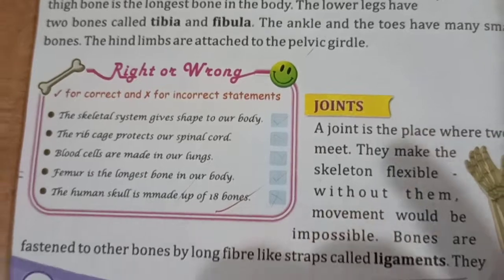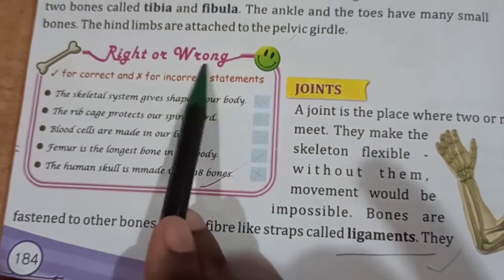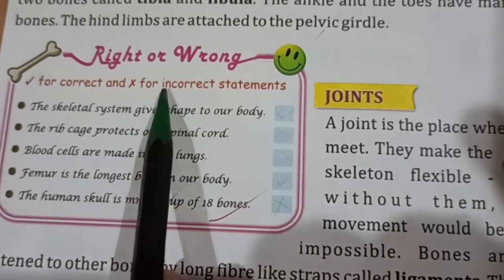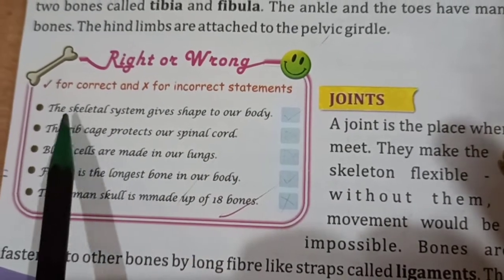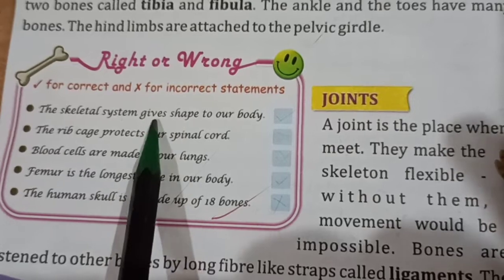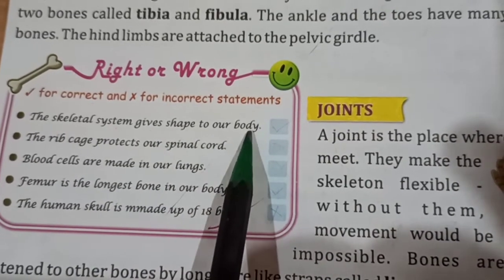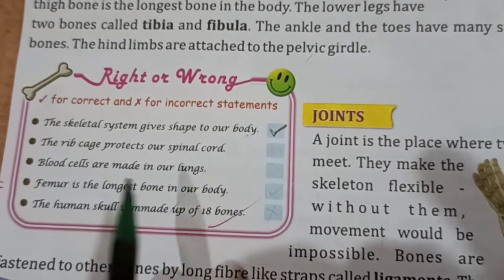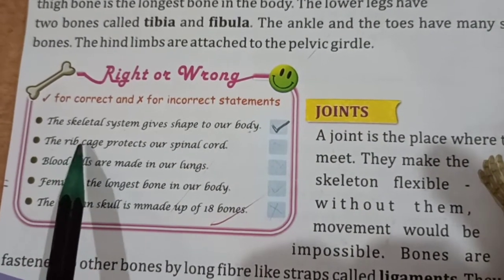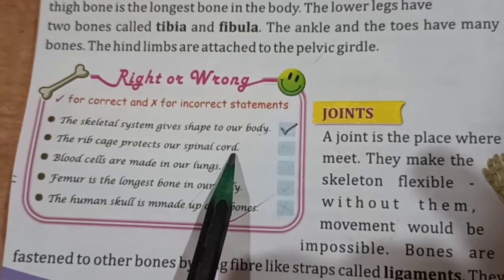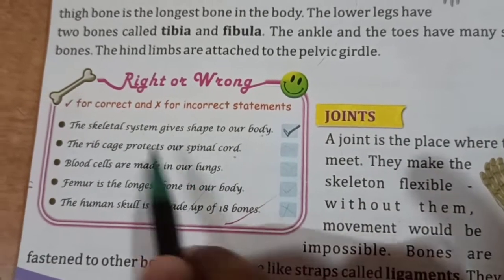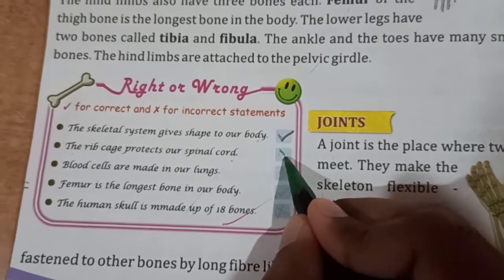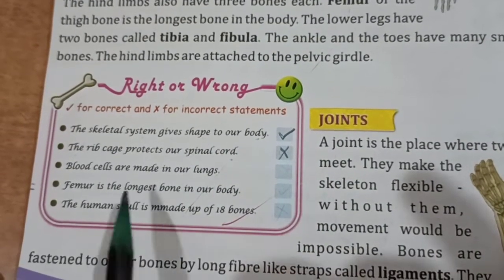Okay, so now coming to your textbook exercises. Under page 184, you have this right or wrong column. So tick for the correct and cross for the incorrect statements, children. The skeletal system gives shape to our body. Correct. The next one, the rib cage protects our spinal cord. So what does the rib cage protect, children? Yes, your lungs and heart, not your spinal cord. So put a cross there.